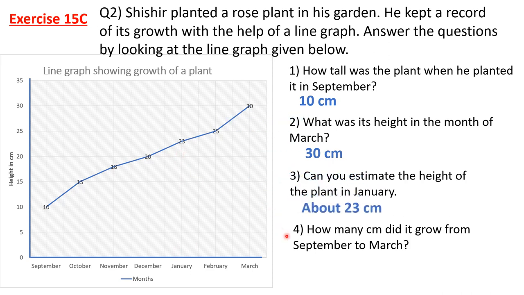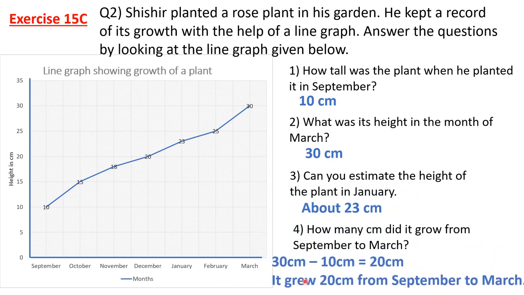Question 4. How many centimeters did it grow from September to March? In the month of September, its height was 10 centimeters. And in the month of March, its height was 30 centimeters. So 30 centimeters minus 10 centimeters equals 20 centimeters. So it grew 20 centimeters from September to March.